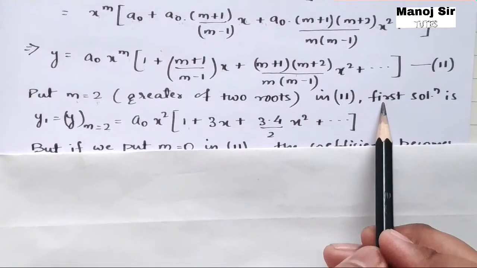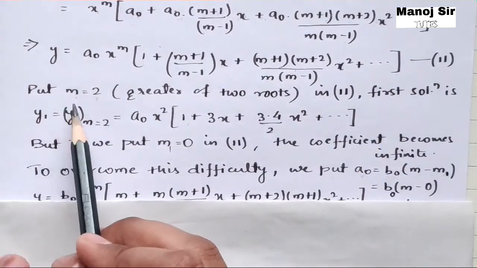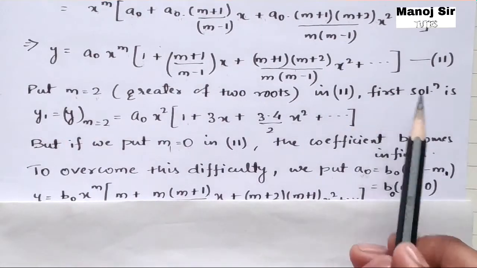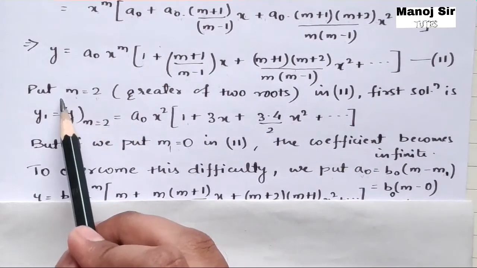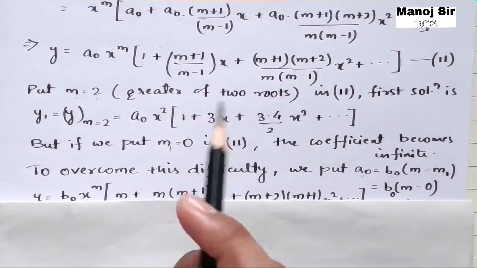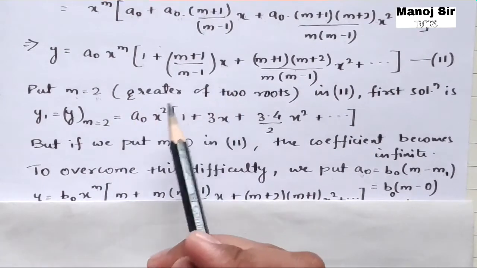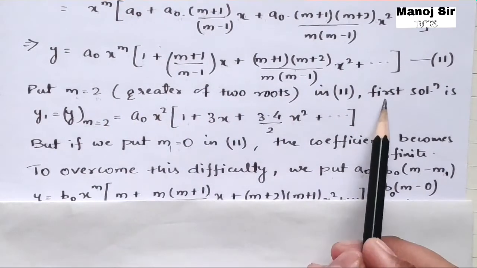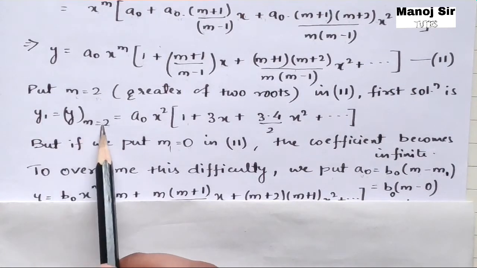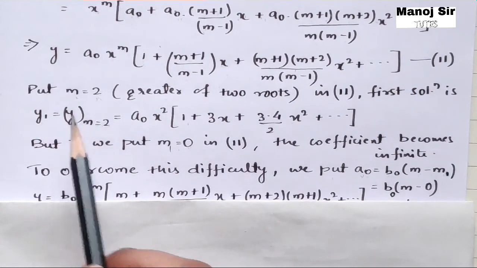Now, when we need to find y1, which is my first solution, we need to put m equals to 2, which is the greater of the two roots. We have two roots, that is m equals to 2 and 0. The greater value is 2, so to find the first solution y1, we put m equals to 2 in this y.